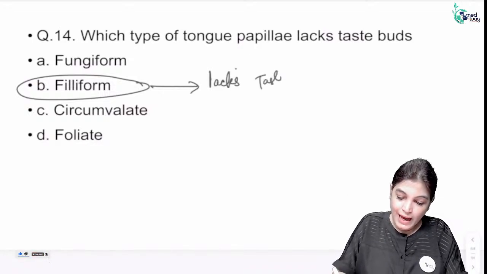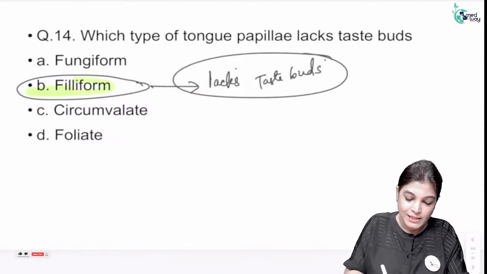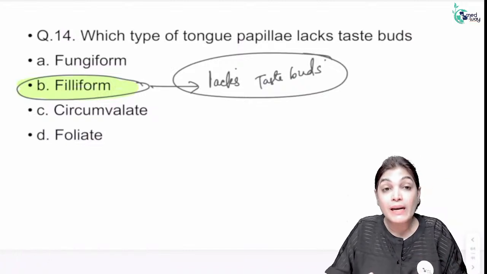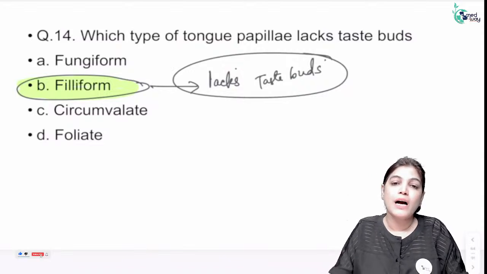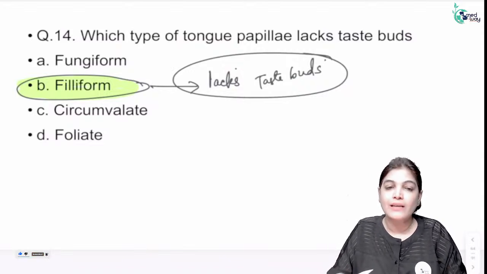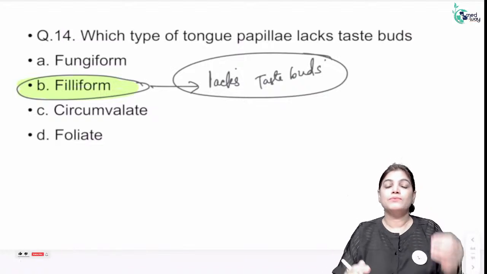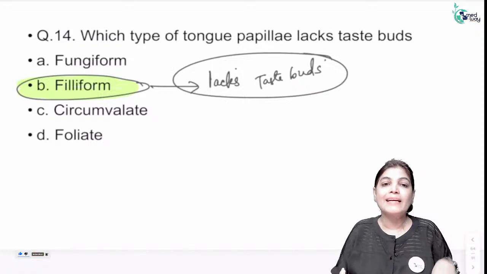It is not having taste buds. So many times I have told you that filiform papilla is not having taste buds, but it is having keratinization. So if the question comes about the lining epithelium of the tongue, the answer is stratified squamous non-keratinized epithelium. But if the question comes about filiform papilla, there is keratin deposit, but it is lacking taste buds.